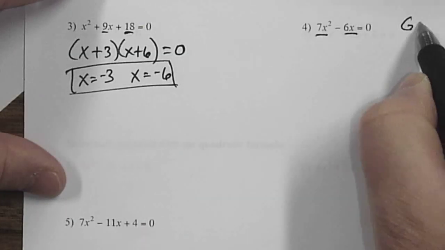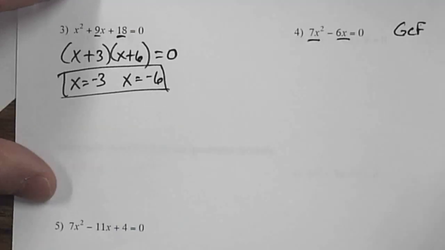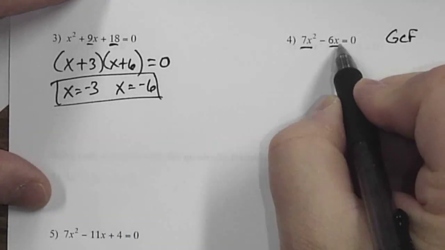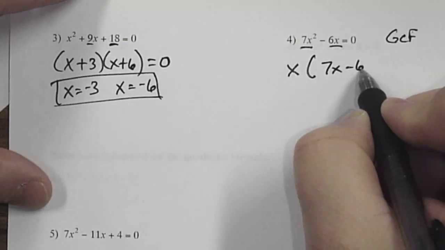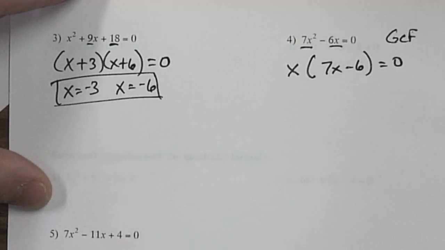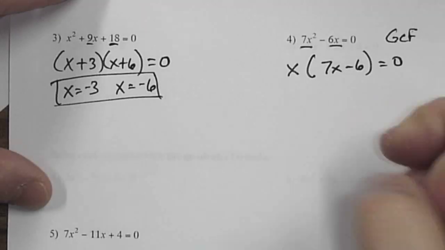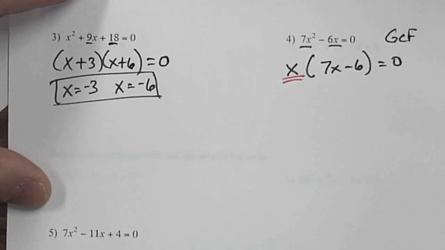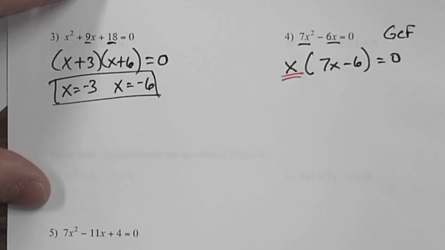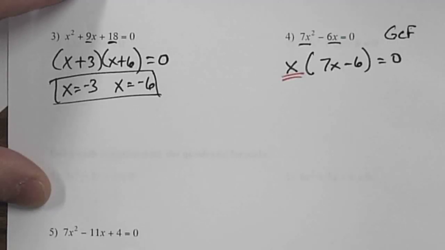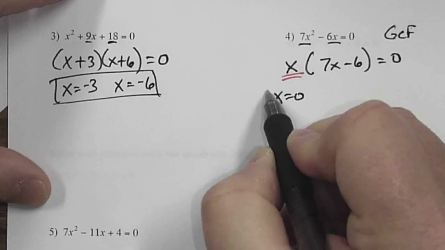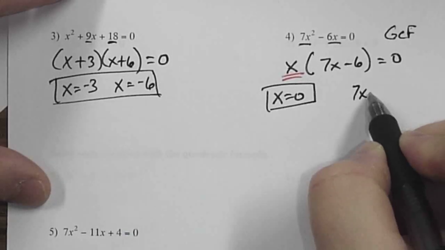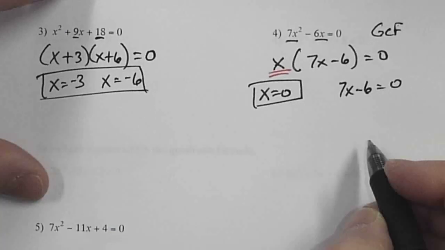Always take a GCF. And there's two pieces, so we've got to think something happened here. I can take an x out of this, and I get 7x minus 6. Now, never forget about the little people. They're important. x is important. It gets to equal 0. Look, there's one answer. 7x minus 6 equals 0.